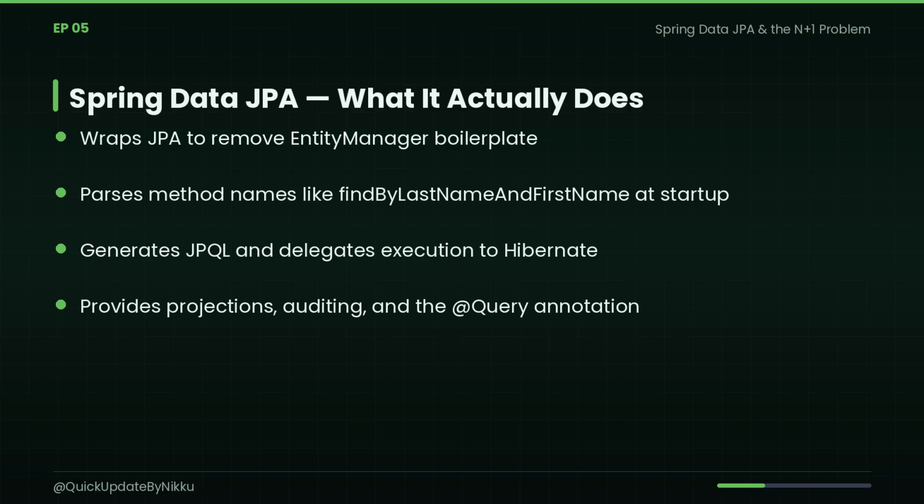When you call findByLastNameAndFirstName, Spring Data parses that method name at application startup, produces the equivalent JPQL, and hands it down to Hibernate, which generates SQL and fires it through JDBC. A single method call cascades through 6 distinct layers.